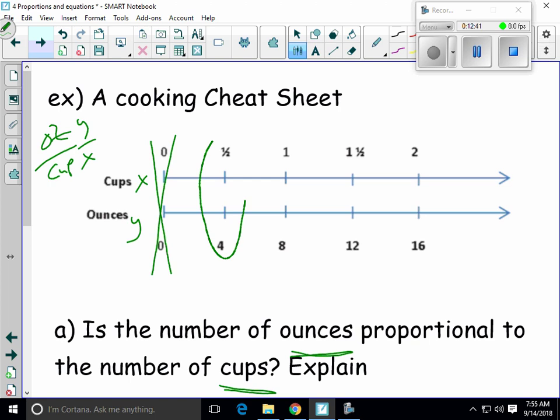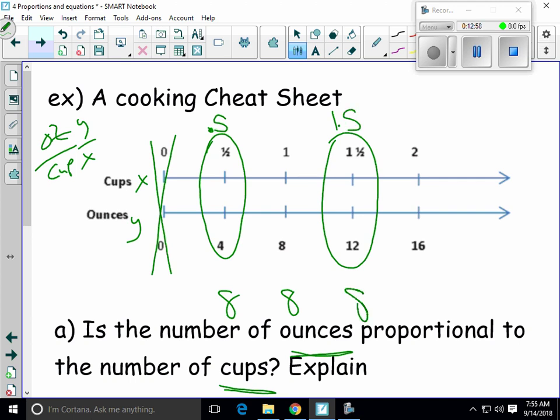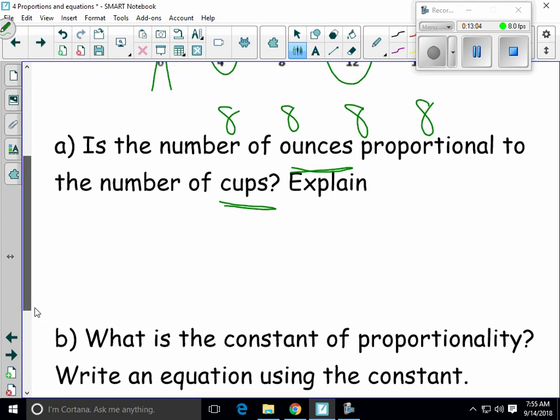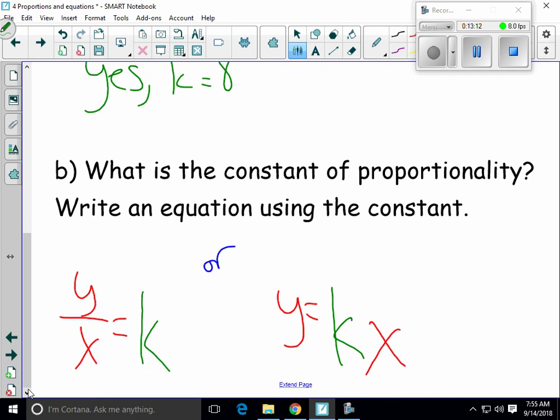You're going to do 4 divided by 1/2. Now it's probably easier to do 0.5, right? 4 divided by 0.5, I'm getting 8. 8 divided by 1. Here, instead of doing 1 1/2, it's probably easier to do 1.5. 12 divided by 1.5. 16 divided by 2. So this is a proportion because it has a constant of 8. And you can say y over x equals 8, or you can say y equals 8x.